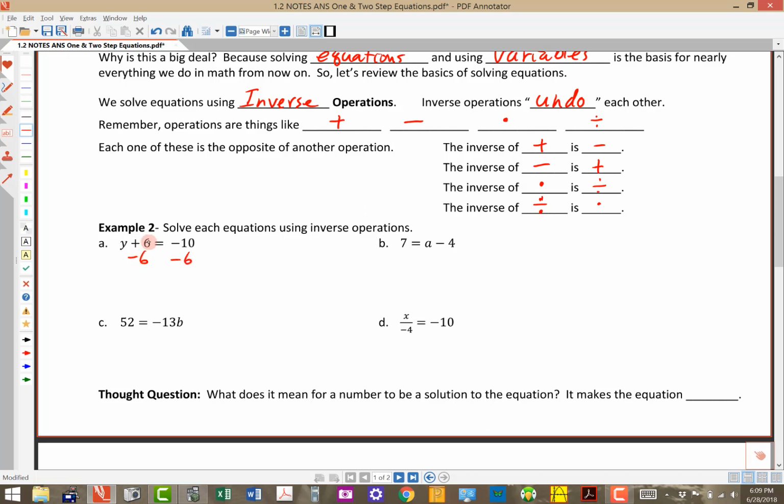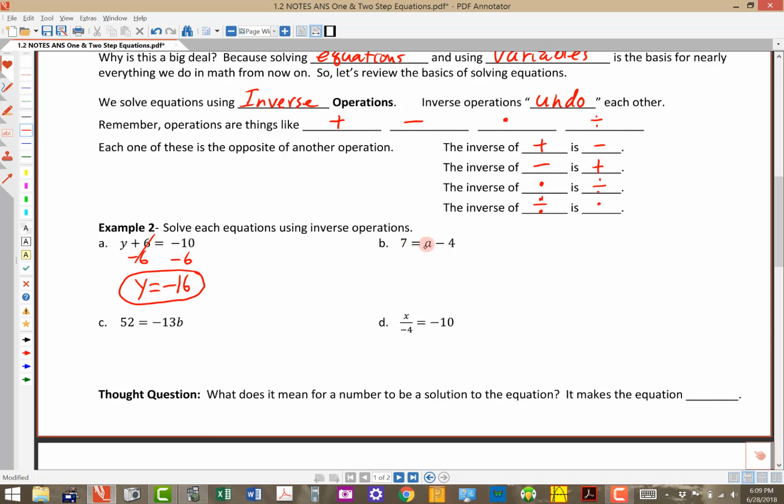6 minus 6, those are called additive inverses. They undo each other. So we end up with a y over here, which is what we want. We want the variable on one side by itself. And then we combine these together. Negative 10 minus 6 is negative 16. Hopefully we're not reaching for a calculator for those, but if we need to, you're totally welcome to. And there's our answer right there, y equals negative 16. Let's take a look at the next one.